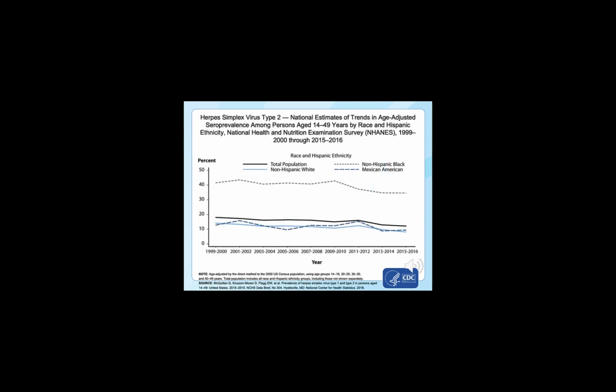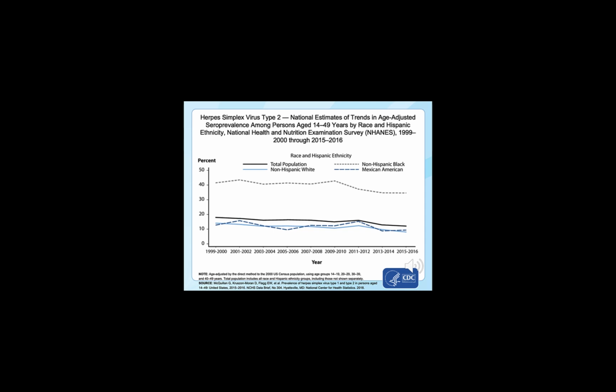Now, I wanted to show this slide because although we spoke earlier about the seroprevalence of genital herpes in New York City, this is a slide showing trends in the seroprevalence of genital herpes, HSV-2, in the U.S., stratified by race and ethnicity, and evidencing these huge racial disparities at the national level, not just the city level.